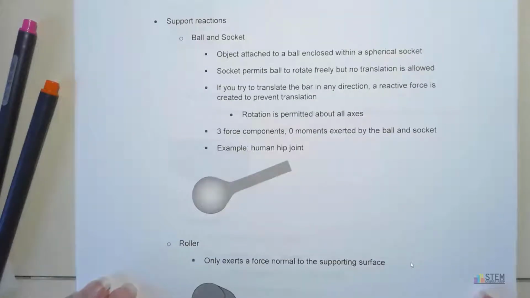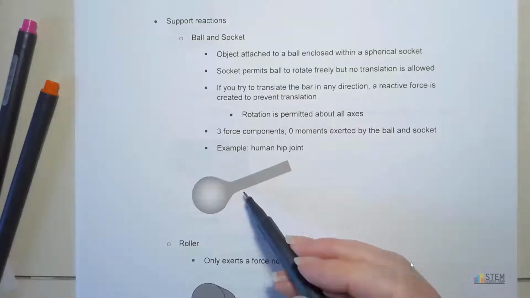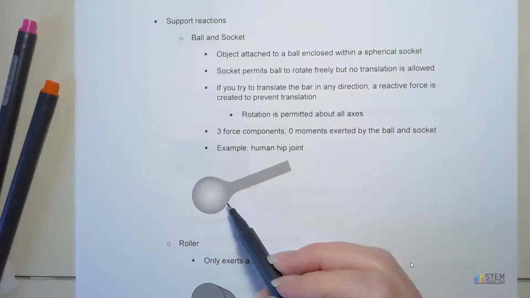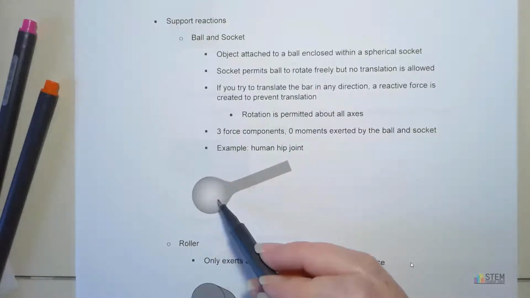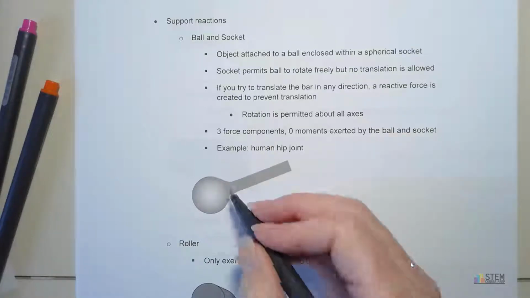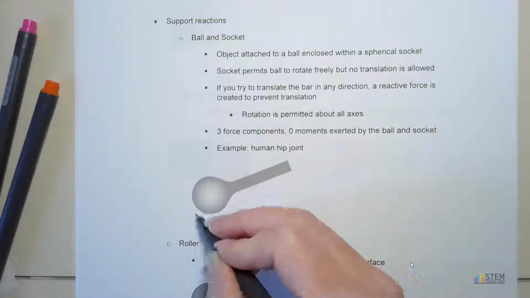So the first one we're going to talk about is a ball and socket support. And what this is, it looks kind of like this. We've got basically a sphere right here. So think of a ball, and it's got this little arm attached to it. And what would go on here is this would be enclosed within some sort of spherical shell.